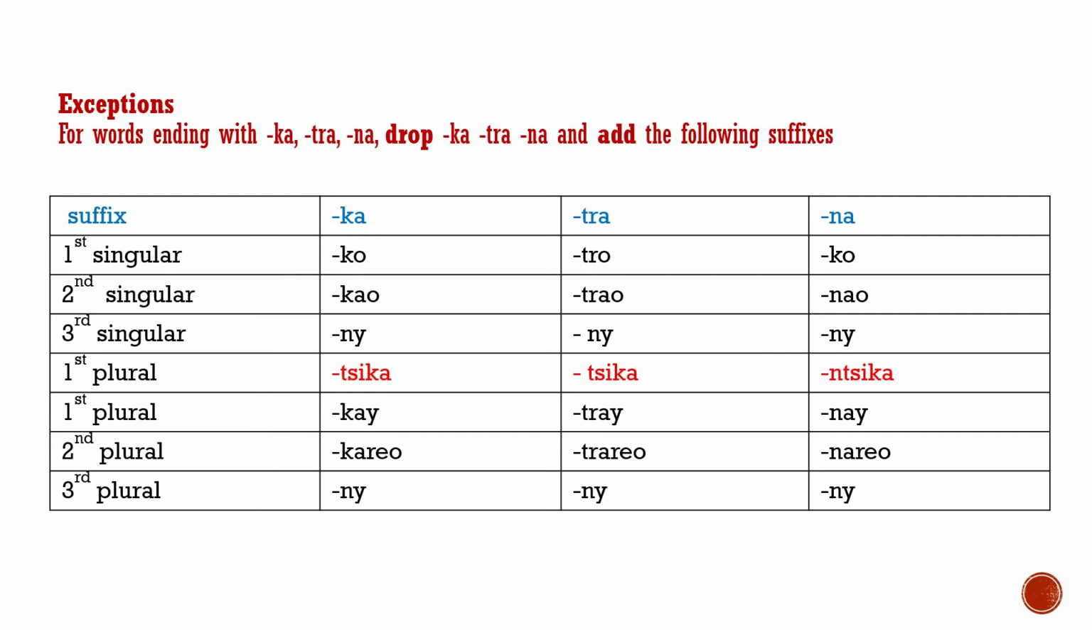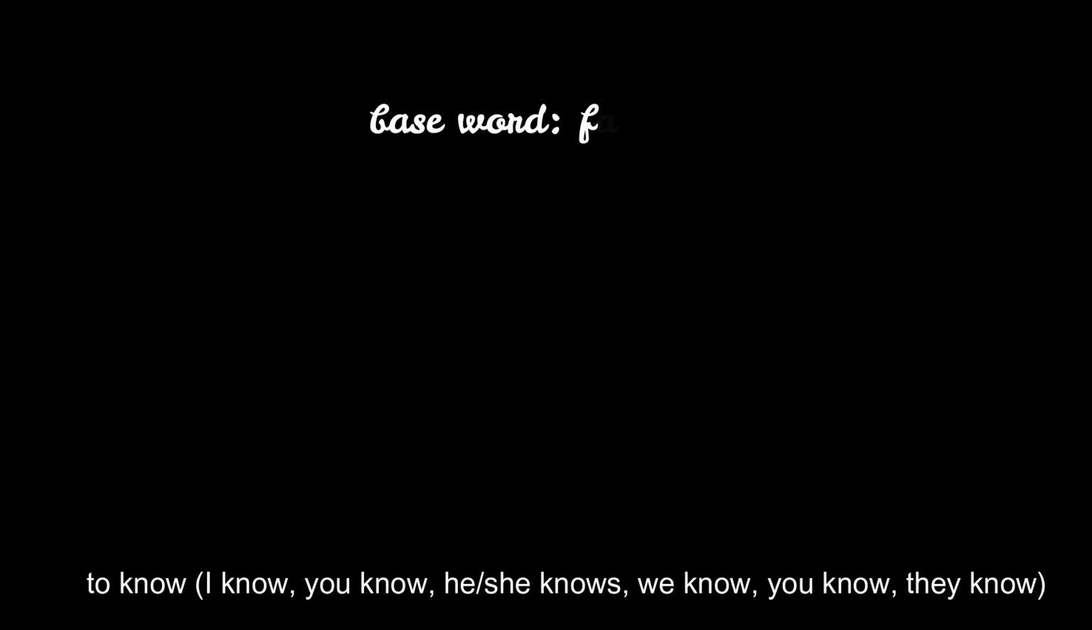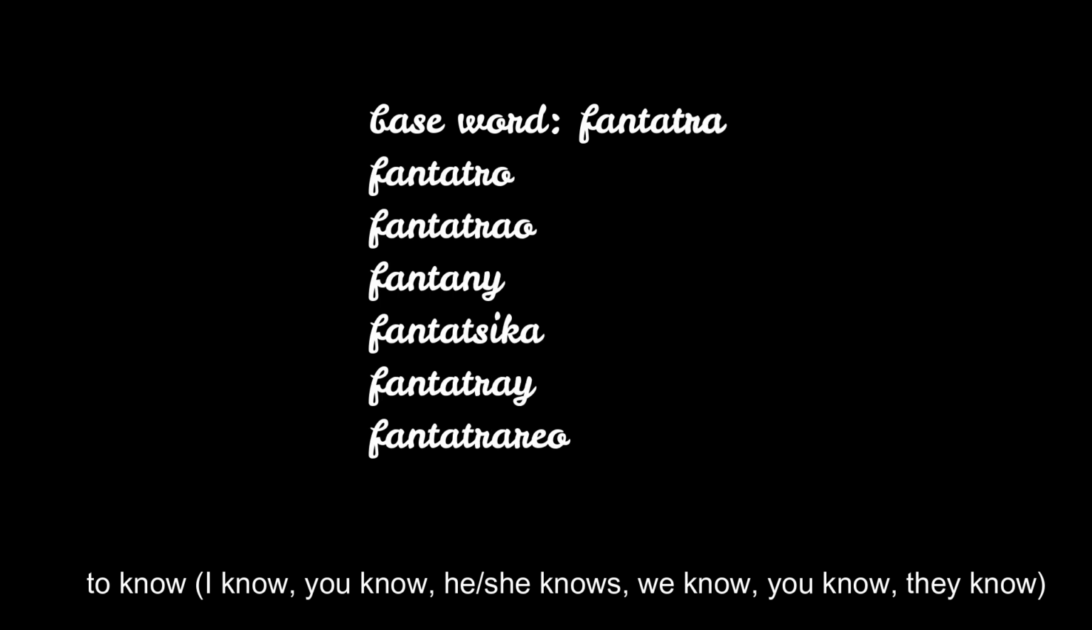There are some exceptions with words ending with ka, tra, or na. So when you see those words, you need to drop the ka, tra, na at the end and then add the following suffixes. Example, fantatro. It comes from the base word fantatra. You drop the tra at the end and add tro: fantatro, fantatrao, fantany, fantatsika, fantatray, fantatrareo, fantany.